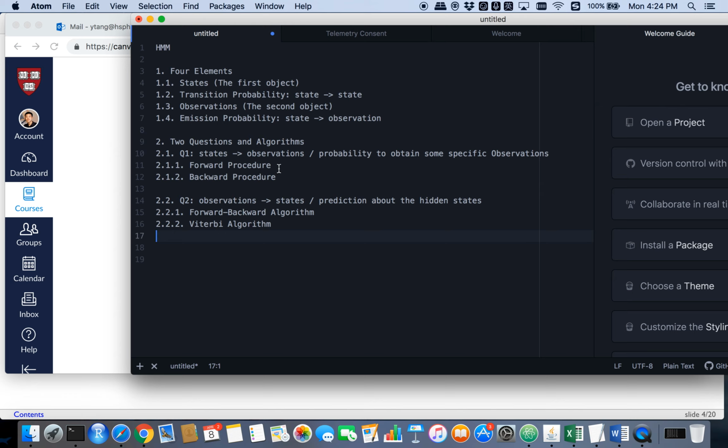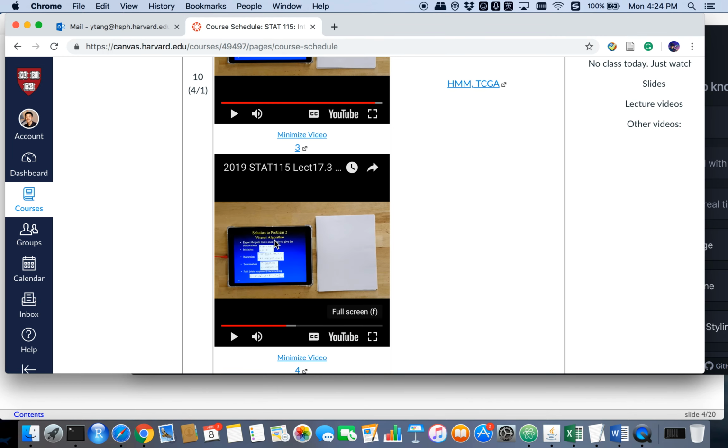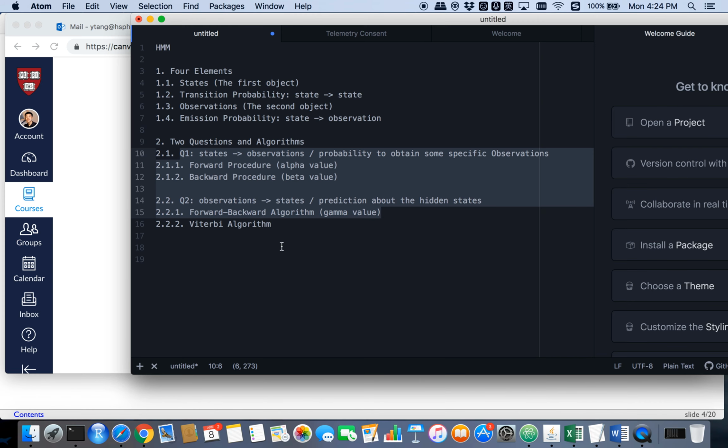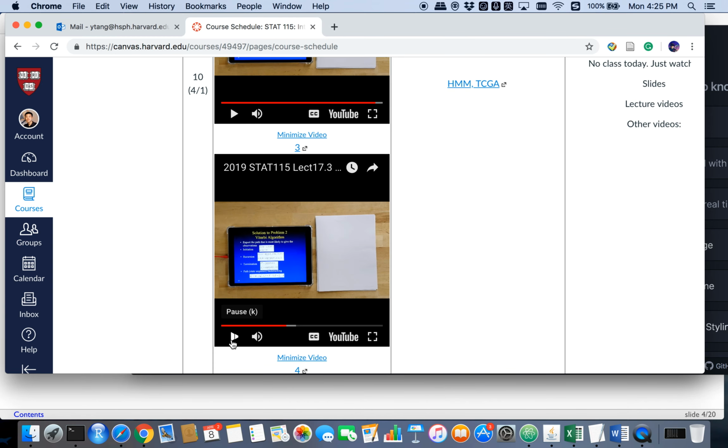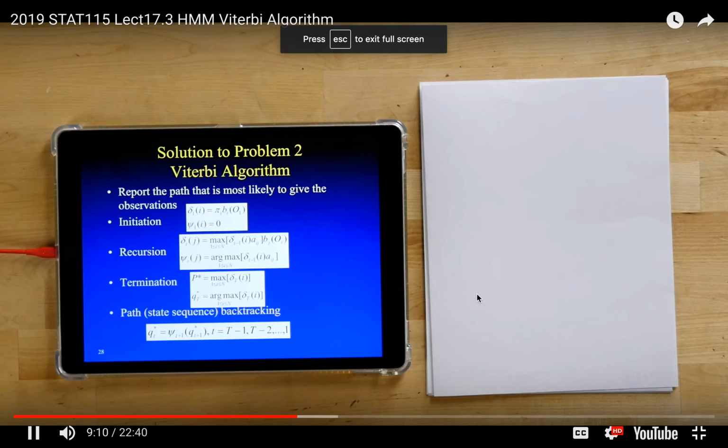So how could we know that? First of all, we use the method that we used to solve the first question to calculate the alpha value and also the beta value. Based on both the alpha value and beta value, we can calculate the gamma value to solve the forward-backward algorithm and the type 2 question. Instead of using this method, we can also use the second method, the Viterbi algorithm. And they both solve the problem and give identical results.